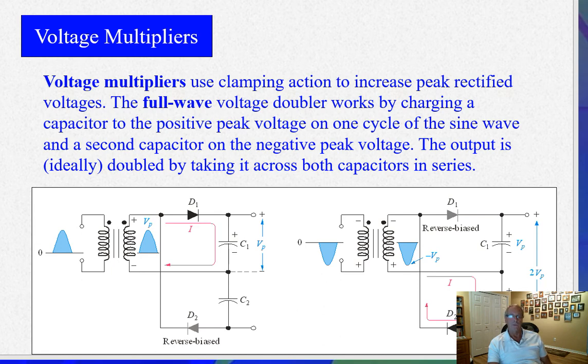Now the problem with this is, where's ground? There's really no ground in this circuit, so it's minimally effective in a lot of situations. Usually we use a switching power supply, which we cover in the spring, rather than this sort of an arrangement. I don't spend a whole lot of time on voltage multipliers. You probably won't, not likely, you will not see this on an exam.